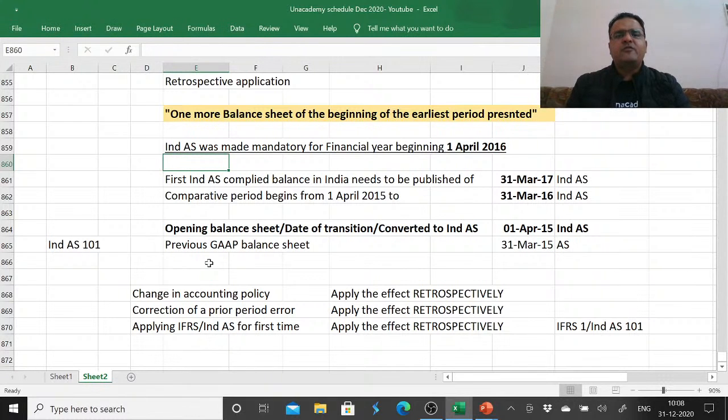If the financial year is beginning from 1st April 16 to which it is applicable, that means we need to cover income statement, statement of cash flows, changes in equity as per Ind AS. And the first Ind AS compliant balance sheet was published on 31st March 17 in India, which was mandatorily applicable in India in phase 1. This is how we brought out the change.